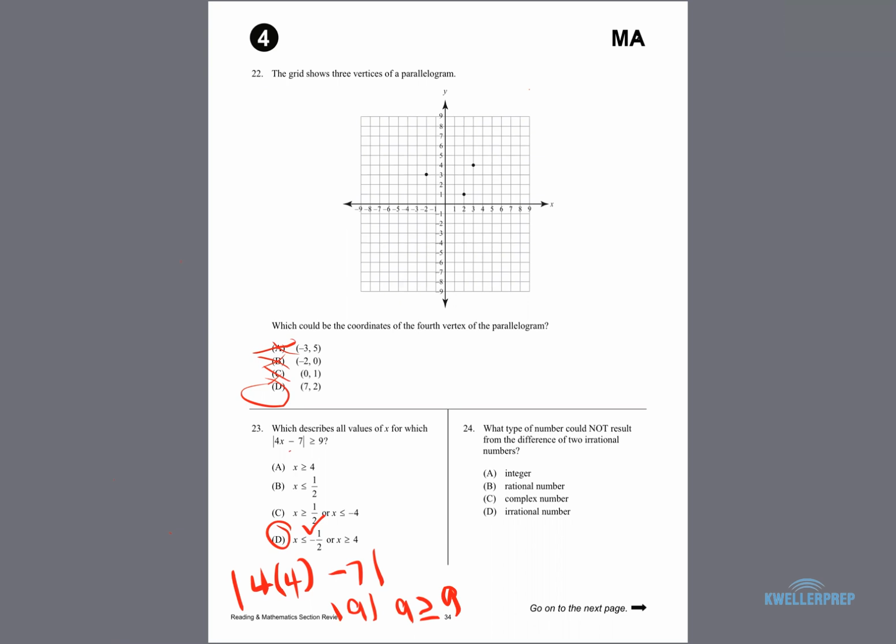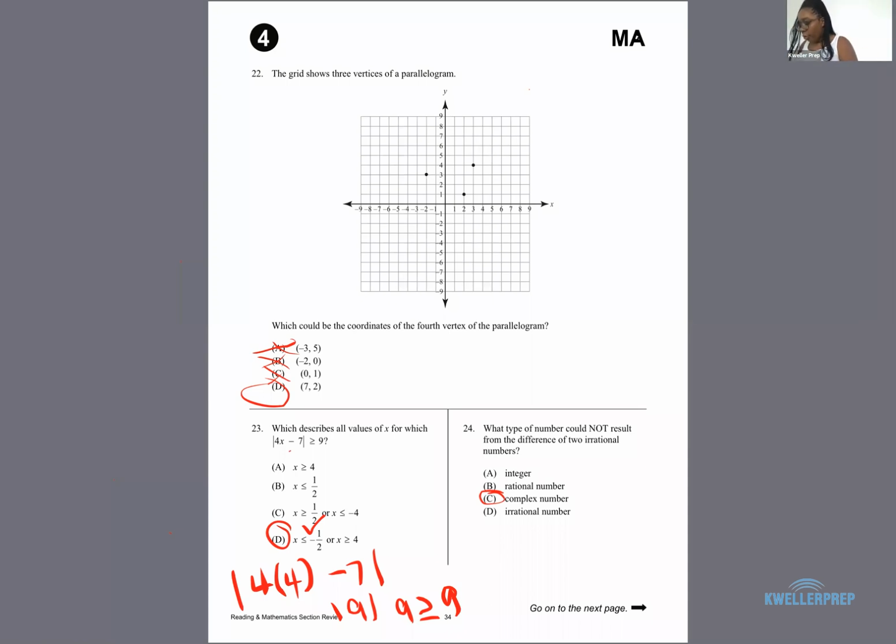Yes. Awesome. So what type of number could not result from the difference of two irrational numbers? Now this one is quite complex. But I'll tell you right now. The answer for 24 is C. And let me tell you why.